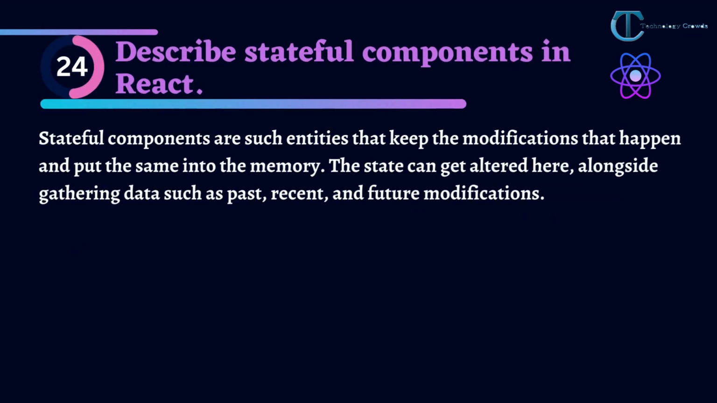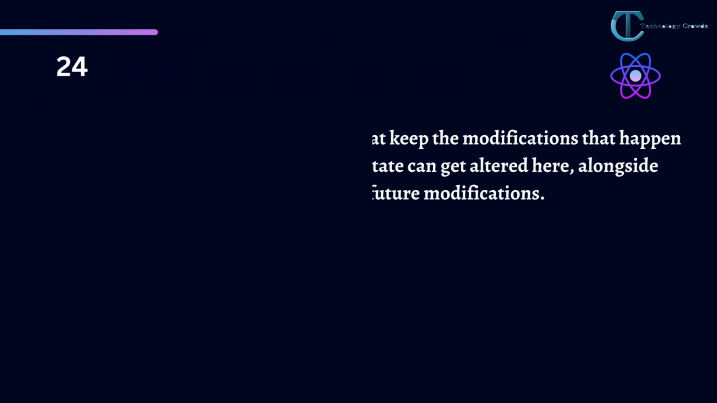24. Describe stateful components in React. Stateful components are such entities that keep the modifications that happen and put the same into the memory. The state can get altered here, alongside gathering data such as past, recent, and future modifications.